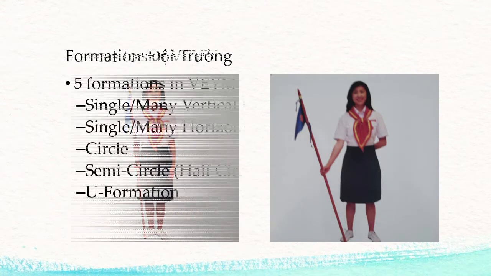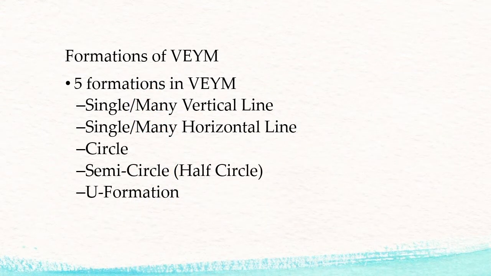Now let's move on to our next section, which is formation. There are 5 formations in phong trào. They are hàng dọc, which is vertical line, hàng ngang, which is horizontal line, hình tròn is circle, hình bán nguyệt or nửa vòng tròn is semicircle, and the last one, hình chữ U formation.